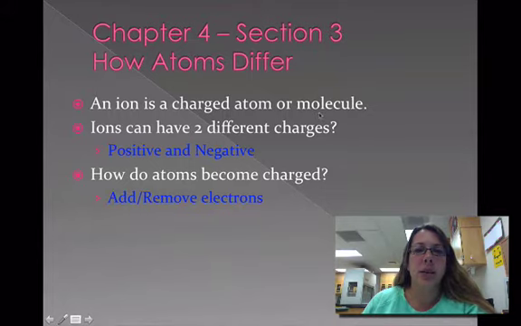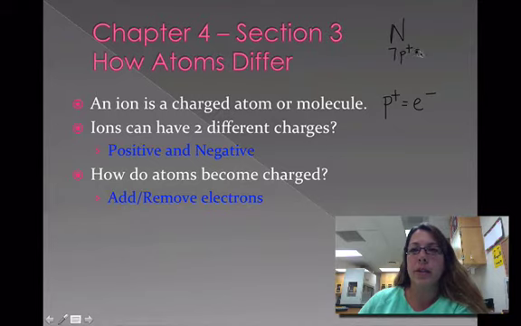An ion is a charged atom or molecule. So up to this point, we've been assuming that the protons are equal to the electrons. If we think of nitrogen, if you find nitrogen on the periodic table, nitrogen has 7 protons, so we've been assuming it also has 7 electrons. That is not always the case, and when that happens, that's called an ion.